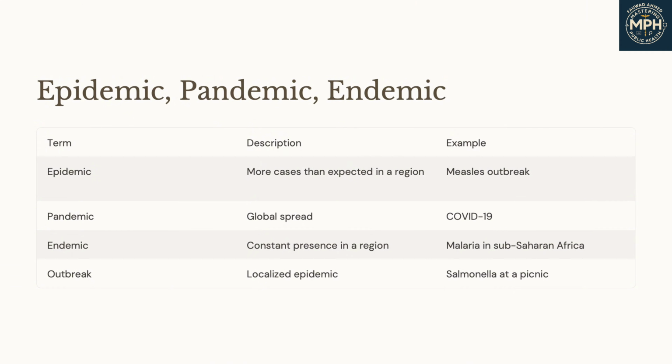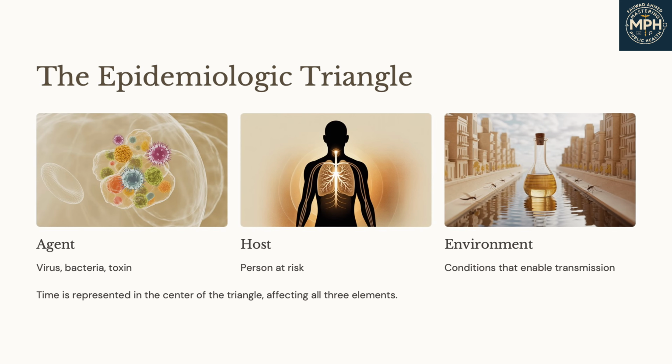We also classify outbreaks as epidemic, more cases than expected in an area. Pandemic, global spread, think COVID-19. Endemic, constant presence of a disease in a region, like malaria in parts of Africa. Outbreak, a localized epidemic.